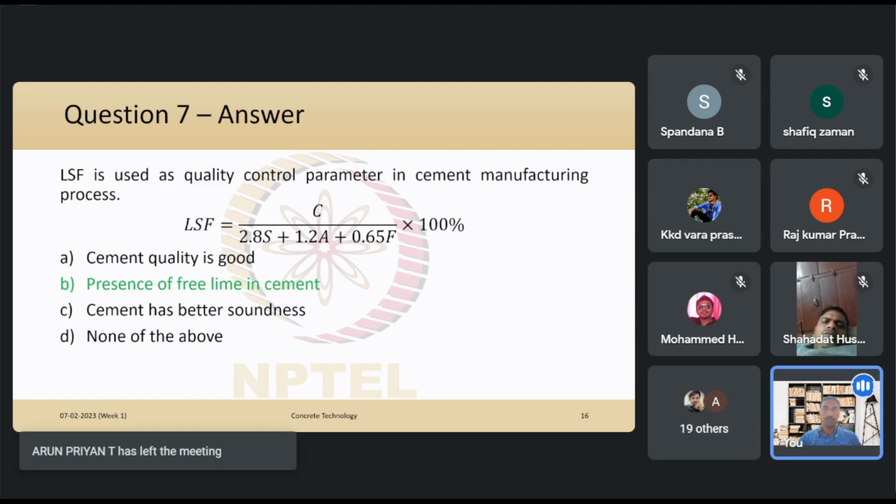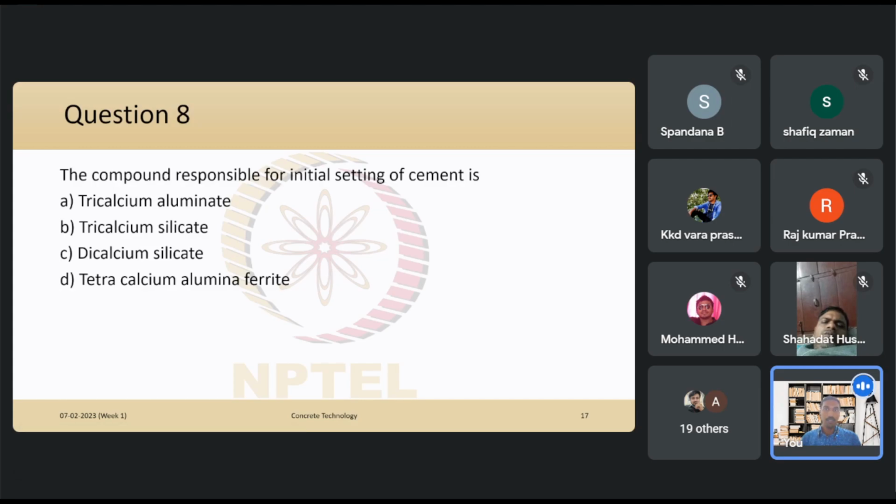Okay. So we'll move on to question number 8. The compound which is responsible for the initial setting of cement is option A, tricalcium aluminate, option B, tricalcium silicate, option C, dicalcium silicate, and option D is tetracalcium aluminoferrite. So we are talking about the initial setting of cement.